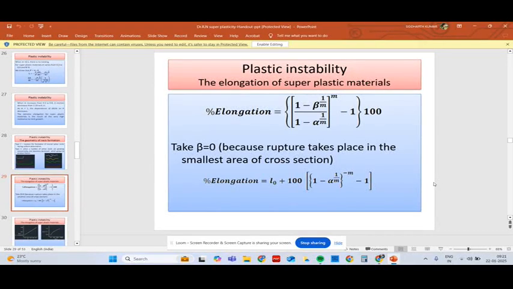For superplastic deformation, extreme elongation is possible. Elongation in the order of several hundred to a few thousand percent is possible. Percentage elongation can be determined using this expression. When beta is equal to 0, because rupture takes place at the smallest area of cross section, percentage elongation is given by L0 plus L, 100 into 1 minus alpha to the power 1 minus m, 1 by m power minus m minus 1, where alpha is a constant and m is the strain rate sensitivity.